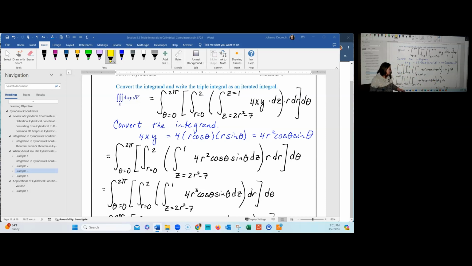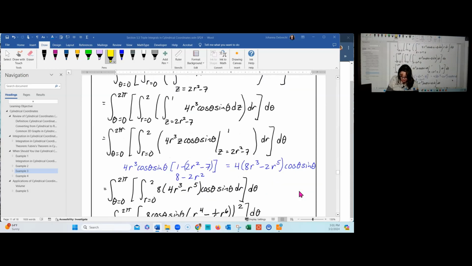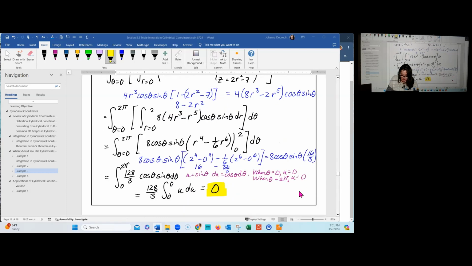Our limits of integration for z are between 2r squared minus 7 and 1. There is no z present in the integrand, so we simply get z, and we evaluate at the limits of integration. When we do so, we end up with a new integrand of 8 minus 2r squared. Then we can distribute just the r cubed over this 8 minus 2r squared, which gives us 4 times 8r cubed minus 2r to the 5th, the quantity, times cosine theta sine theta.